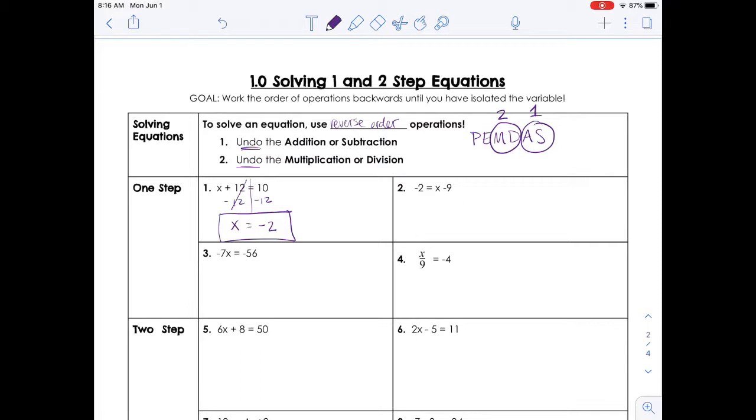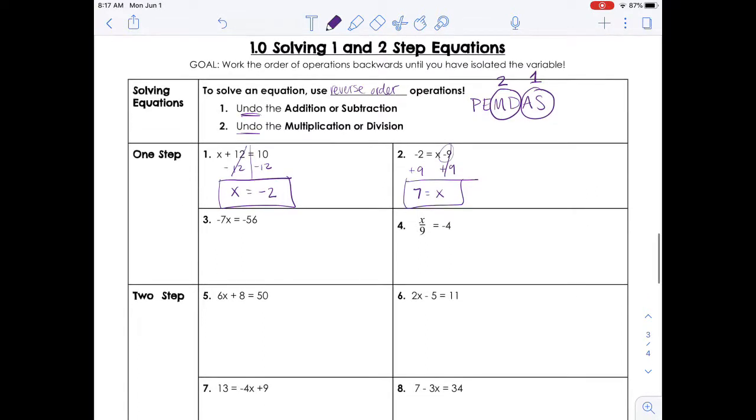Same thing for number 2. We want to find any addition and subtraction. The opposite here, so whatever's being done to x is a negative 9. The opposite of that is plus 9, and do that on both sides. Negative 9 plus 9 is 0. Negative 2 plus 9 is 7. So x equals 7.